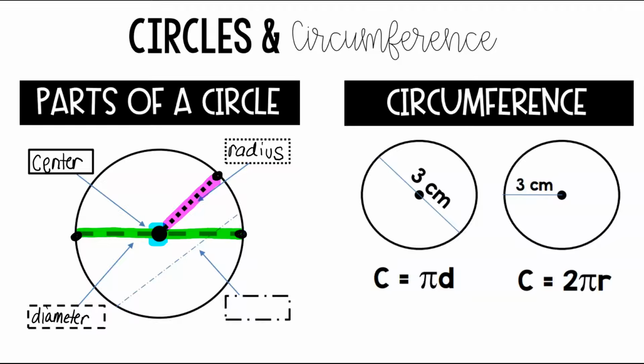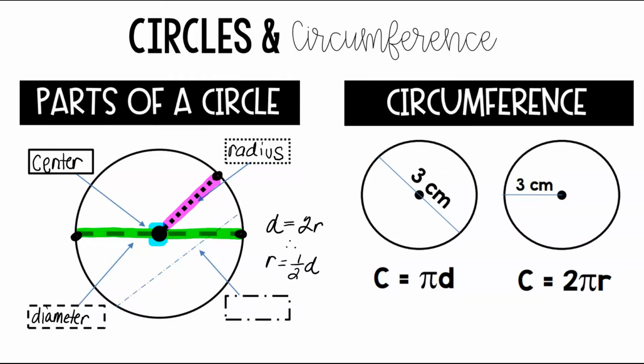Now there is a relationship between the radius and the diameter. The diameter is 2 times the radius. Therefore, the radius is half of the diameter. So if you know the radius, you would times it by 2 for the diameter. If you know the diameter, you would cut it in half for the radius.